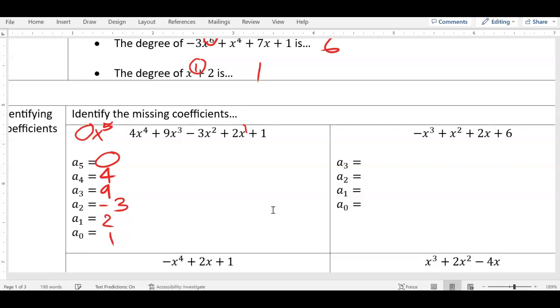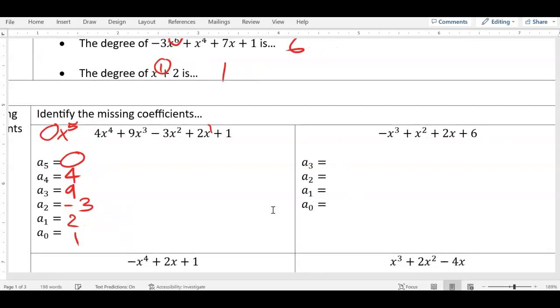Okay. Next one. What's in front of the x to the 3rd power? If it's just a negative sign, that's negative 1. A sub 2. If there's no number in front of x squared, what number is that? 1. A sub 1. What's in front of the x? What's the constant? Is this easy? Hopefully. It's only weird when there's a missing one.